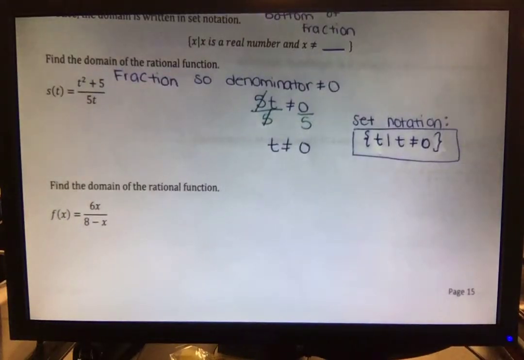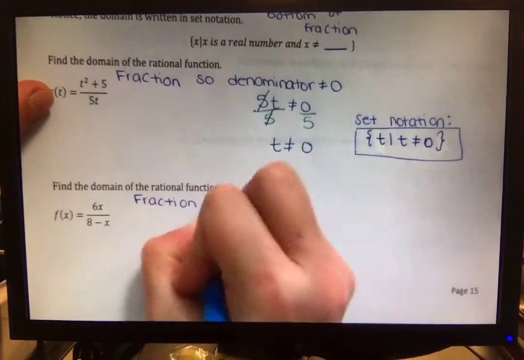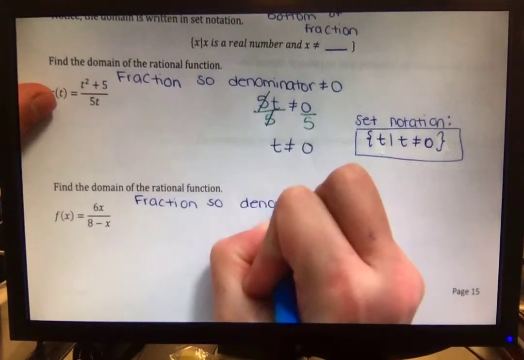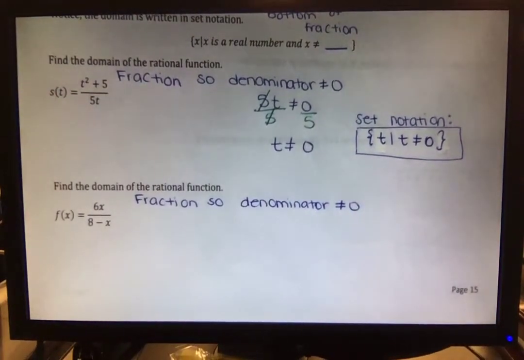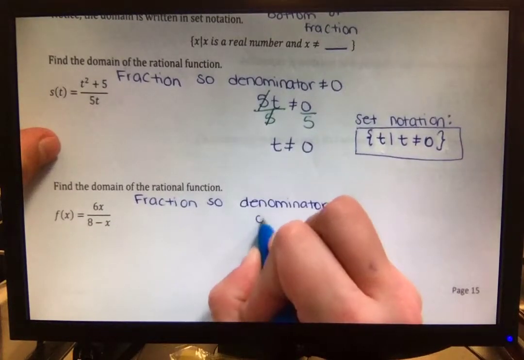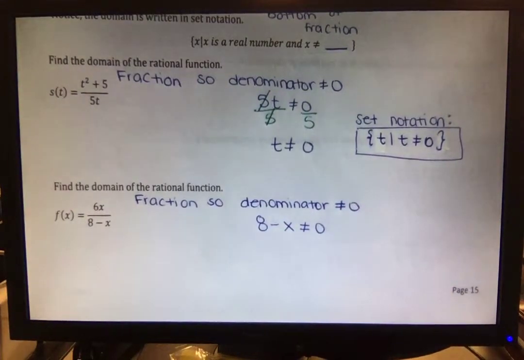Sure. So find the domain of the rational function. We have f of x equals 6x over 8 minus x. It's a fraction, so what can happen in a fraction? 0 on the bottom. So our denominator cannot equal 0. What's our denominator? 8 minus x. So 8 minus x cannot equal 0.